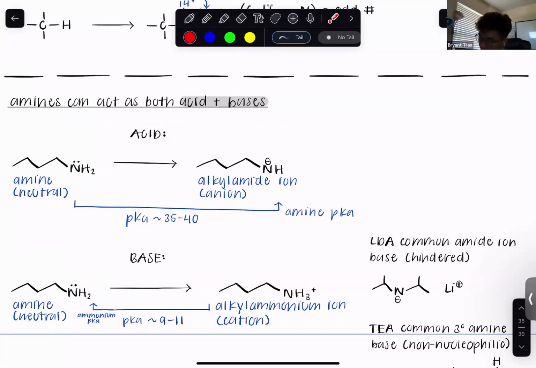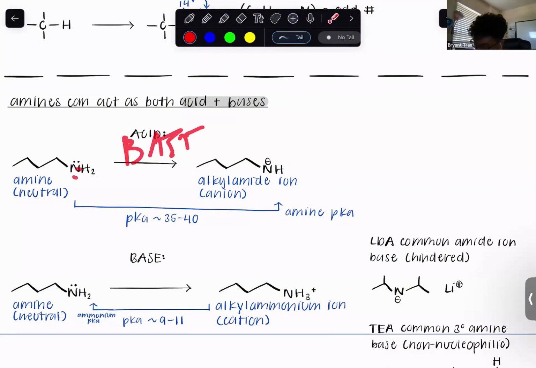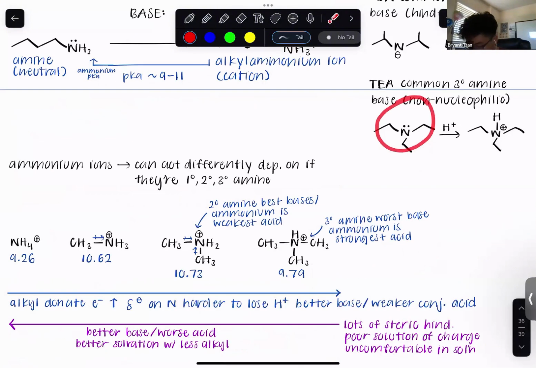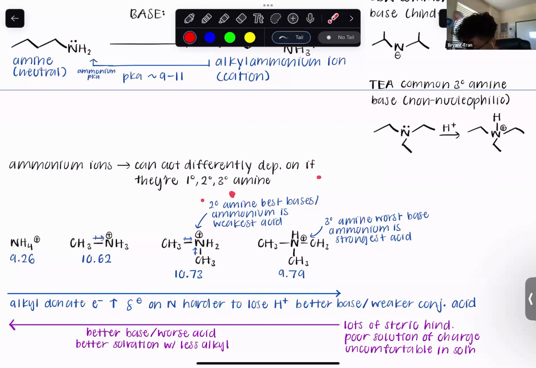Amines can act as both an acid or a base. If it acts as an acid, a base is going to come around to deprotonate it to give us this alkyl amide ion, where we get a negative charge on the nitrogen. If it acts as a base, it's going to grab a proton to become this ammonium ion, alkyl ammonium ion, right? A common amide ion is LDA, right? Which is this right here, or TEA, triethylamine. Okay. Ammonium ions can act differently depending on if they're primary, secondary, or tertiary.